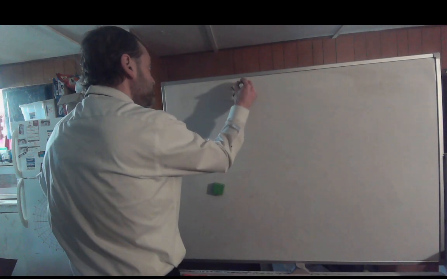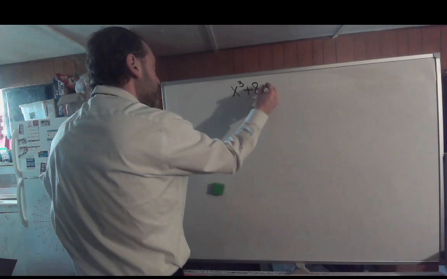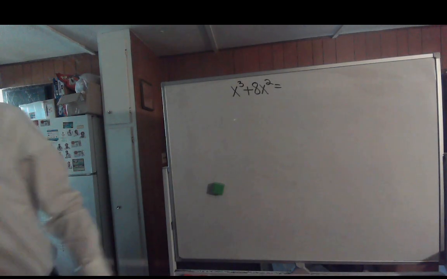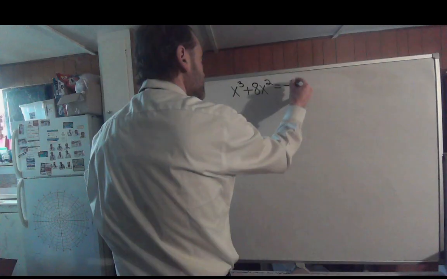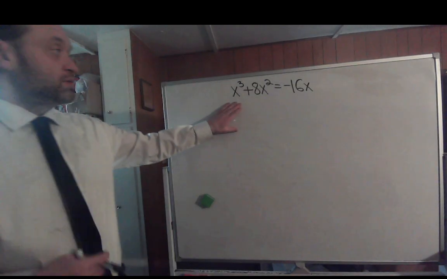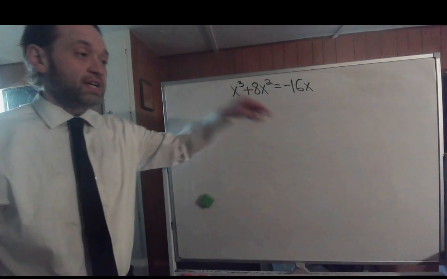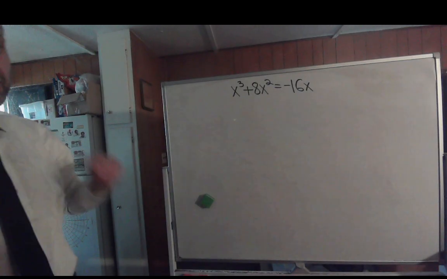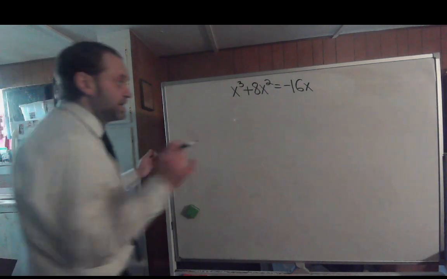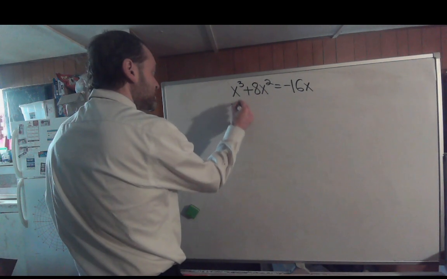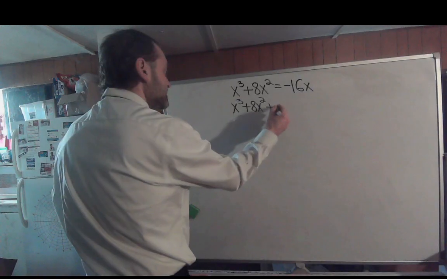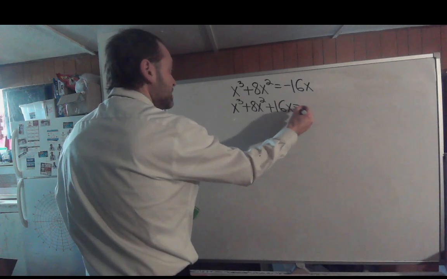X cubed plus 8x squared equals negative 16x. So we have x cubed plus 8x squared equals negative 16x. Well, we definitely want to make the right-hand side equal to 0, right? So add 16x to both sides. That'll produce x to the third plus 8x squared plus 16x is equal to 0.